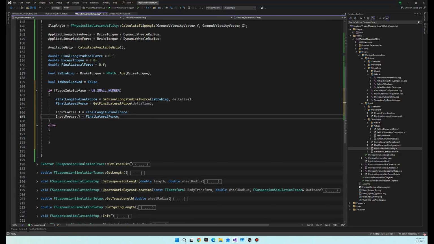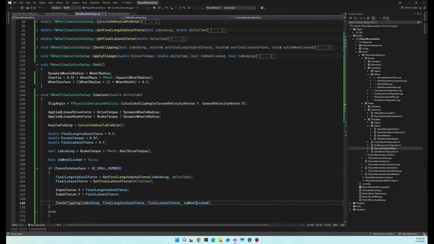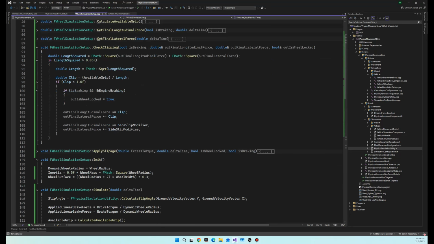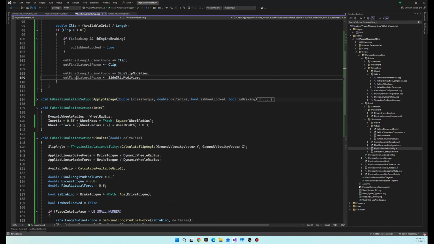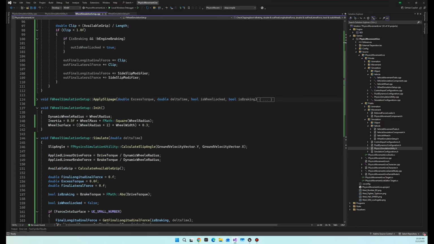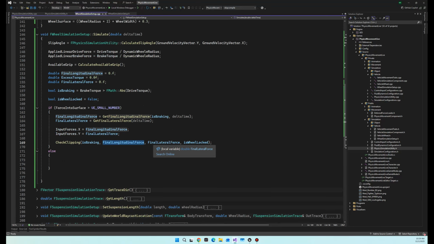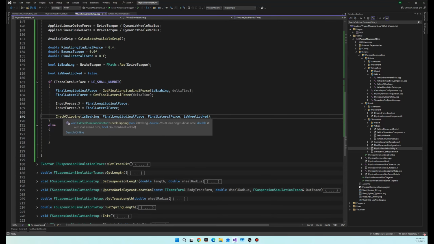And then we're going to check for clipping. Again, this is going to be based on whether we're braking, final longitudinal forces, final lateral forces, and is wheel lock. That's our clipping, and our clipping is going to determine our final output. This function is using an ampersand, so we're putting forces in and we should be getting those forces back out again. That's why this function isn't returning one value, it's actually returning the final values for this, this, and this. So it's just a void function.